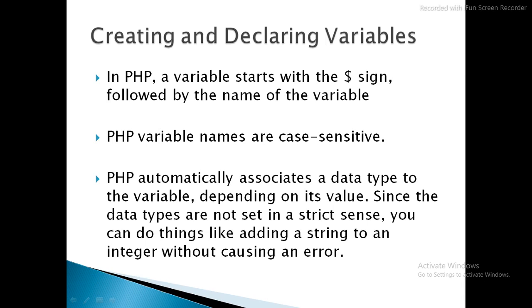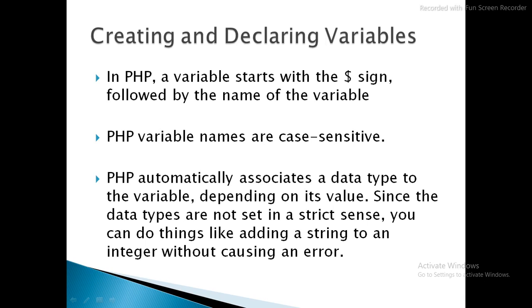A variable starts with the dollar sign followed by the name of the variable. It means when we create a variable, we have to put the dollar sign first, before the name of the variable. PHP variable names are case sensitive. So if you create a variable in small case, and another variable with the same name in capital letters, they will be different from each other.